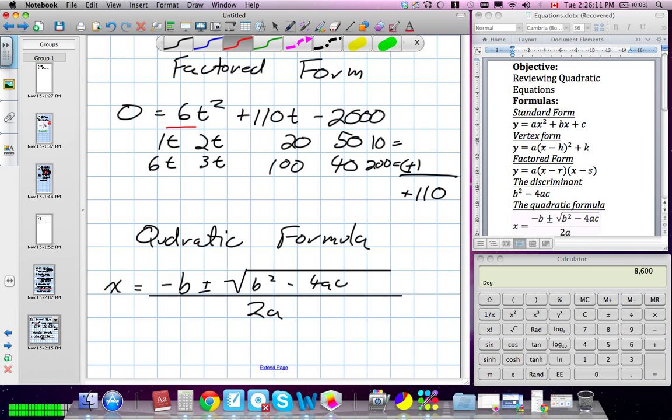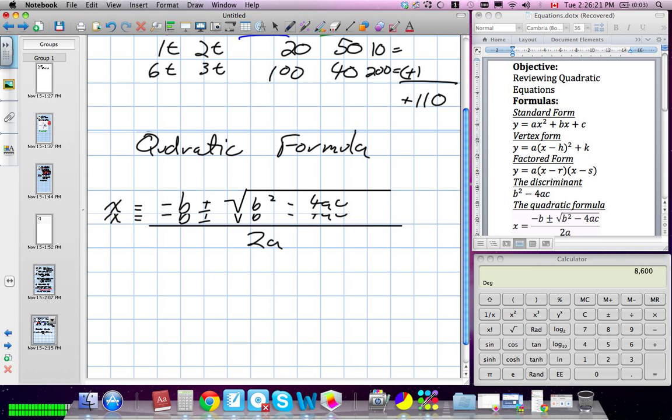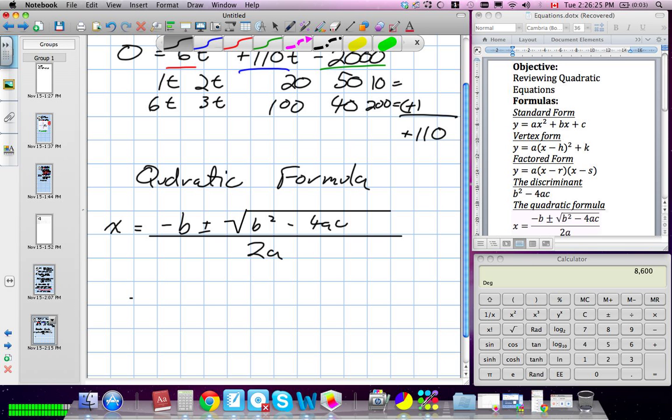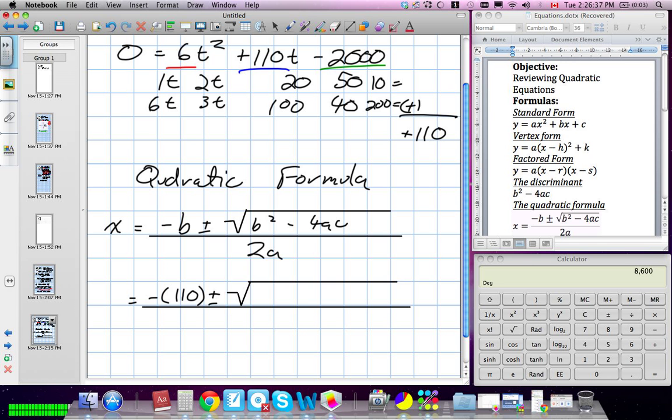So we're going to get negative 110 plus or minus the square root of 110 squared minus 4 times 6 times negative 2,000, divided by 2 times 6. So we're going to quickly calculate these numbers.